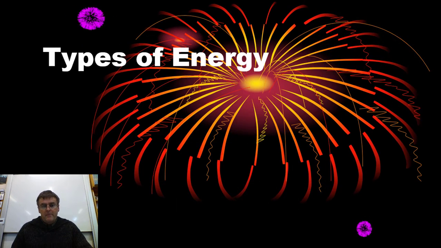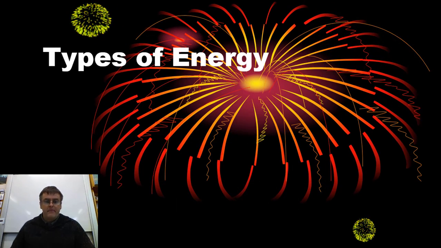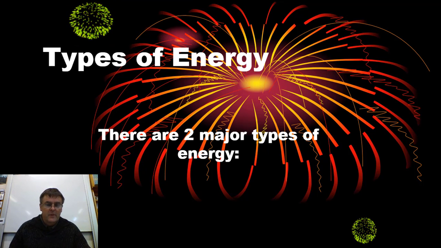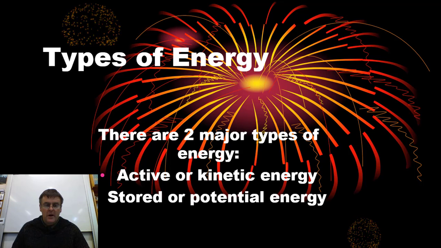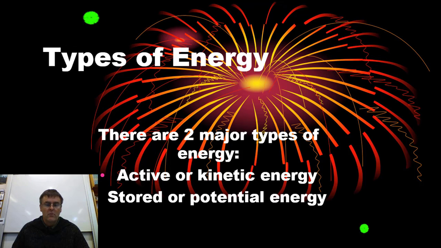So, types. This is where it gets a bit easier, because there's only two. Two major types of energy. What are they? Active energy, or we call that kinetic energy, and stored or potential energy. Simple. Active or stored. Kinetic or potential. So let's go and explore those.